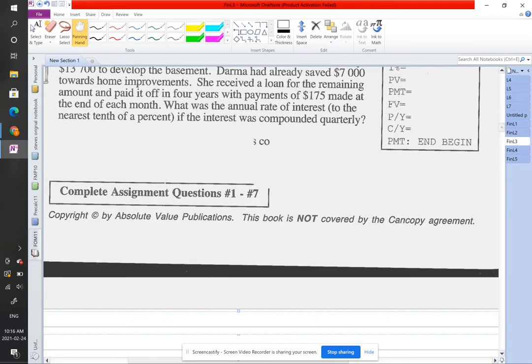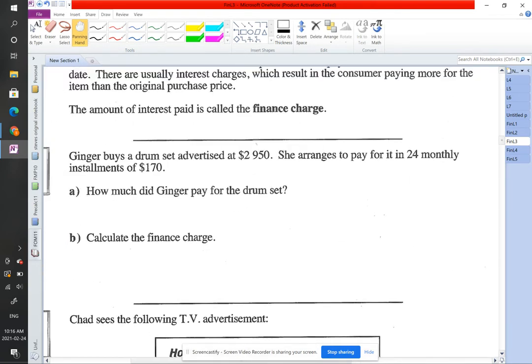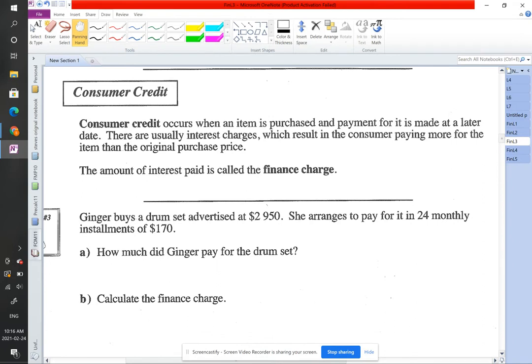Okay, I'm going to skip the next one. And we are going to go on to consumer credit. So consumer credit occurs when an item is purchased and payment for it is made at a later date. There are usually interest charges, which result in the consumer paying more for the item than the original purchase price. The amount of interest paid is called the finance charge.